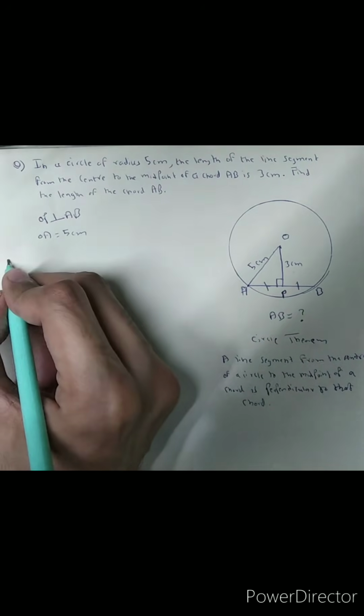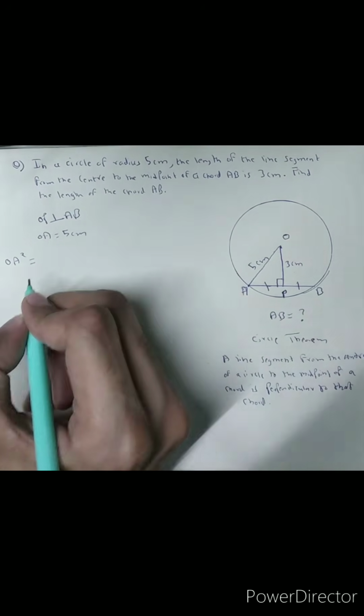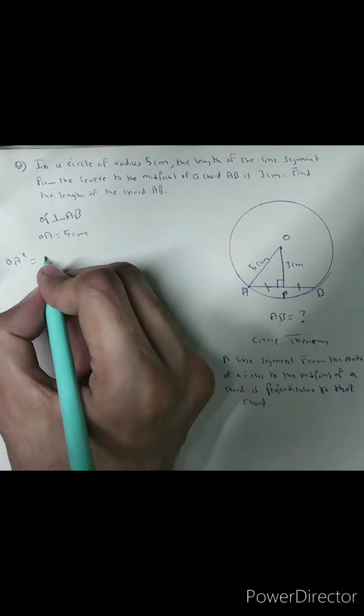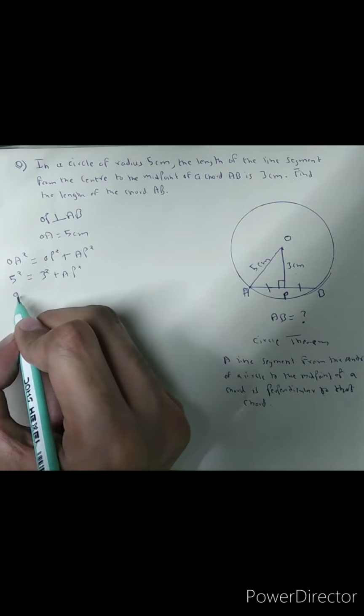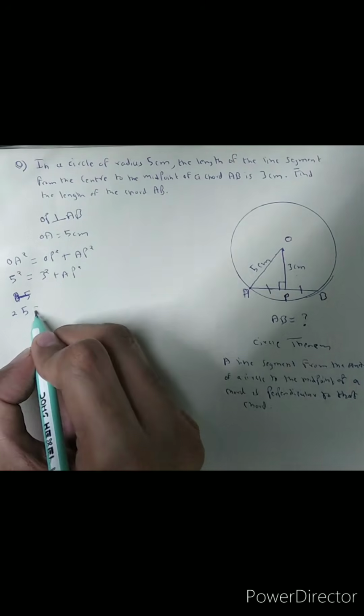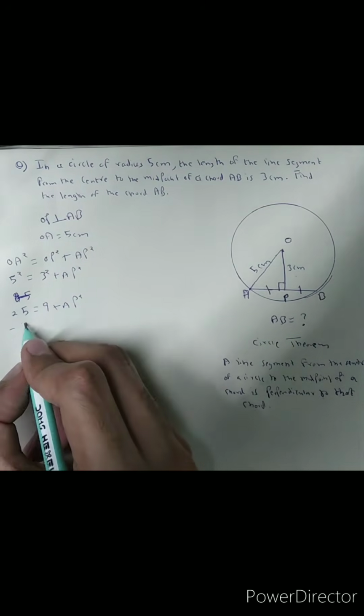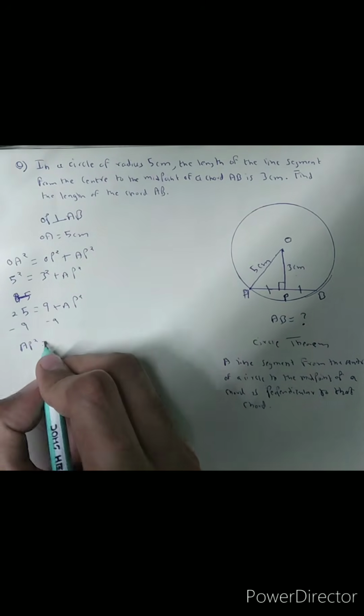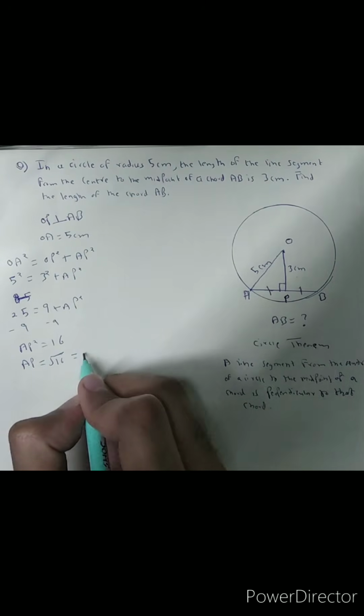So using the Pythagoras' theorem, we will have hypotenuse squared, OA squared, equal to the sum of the squares of the other two sides, OP squared plus AP squared. So 5 times 5 is 25 equal to 3 times 3 is 9 plus AP squared. So subtracting 9 from both sides, we will get AP squared equal to 16. So AP equal to square root of 16, that is plus minus 4.